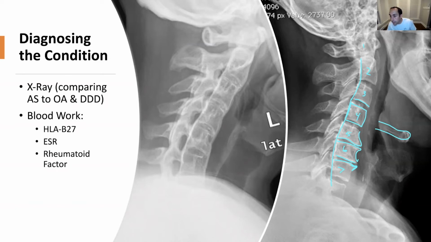Where's the inside of the ear? It's hard to tell here. It's over here, and you draw a line all the way down. Here's the top of the shoulder. So his head is probably at least 2 to 3 inches forward. So not a great looking x-ray here, but definitely this is the one with AS.